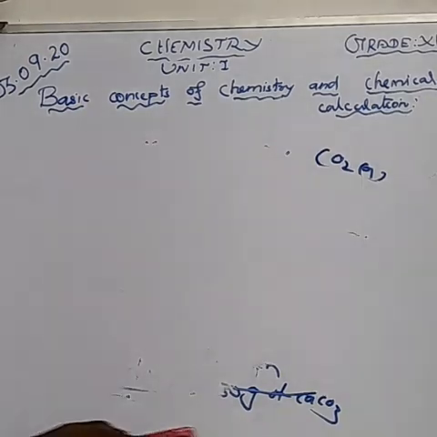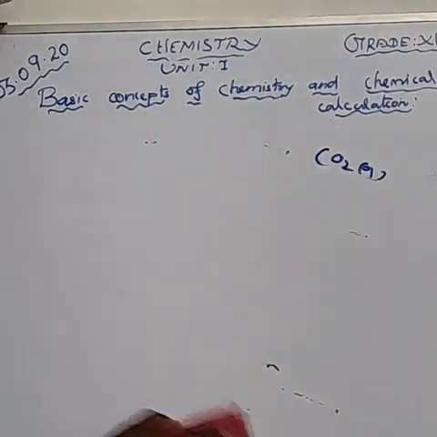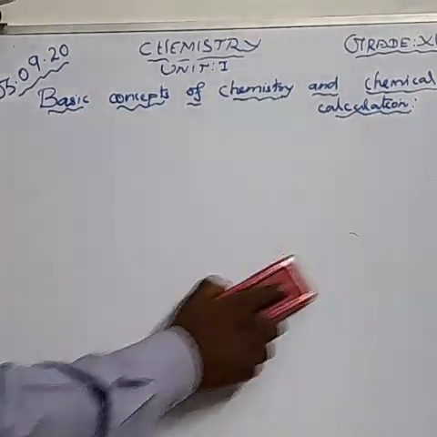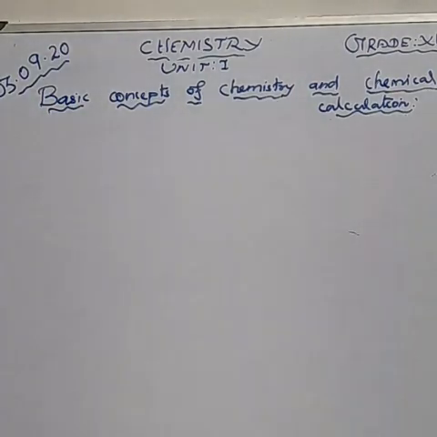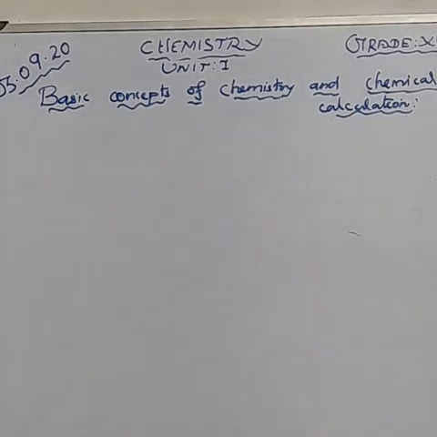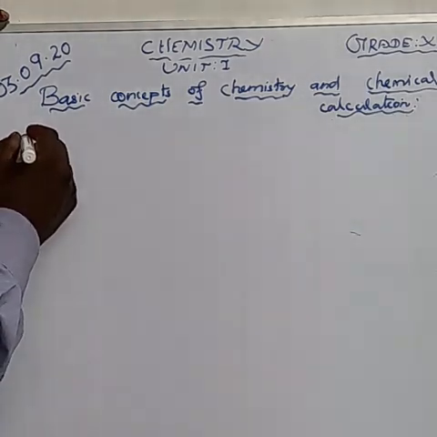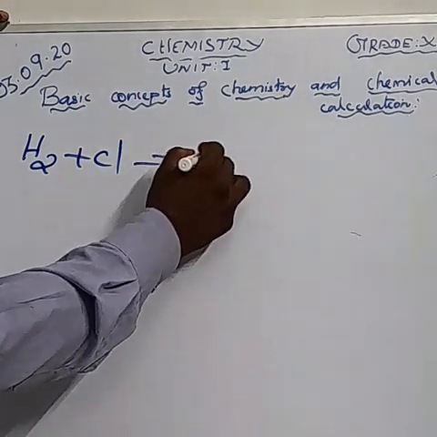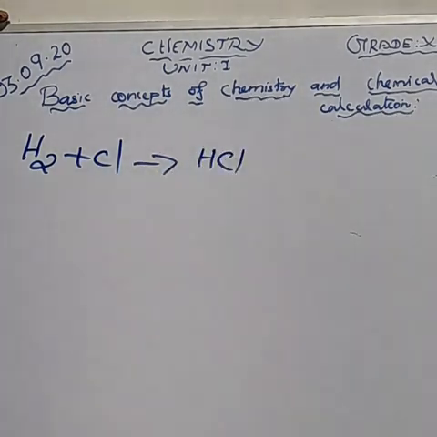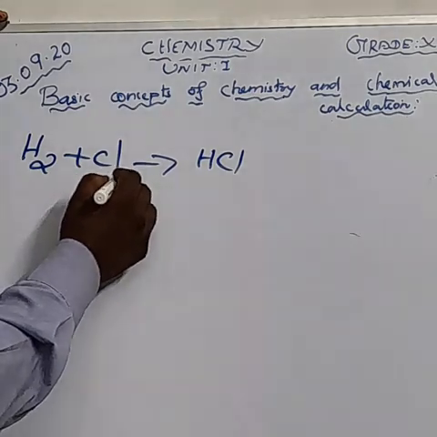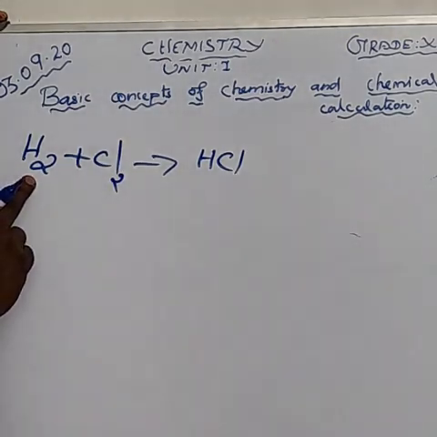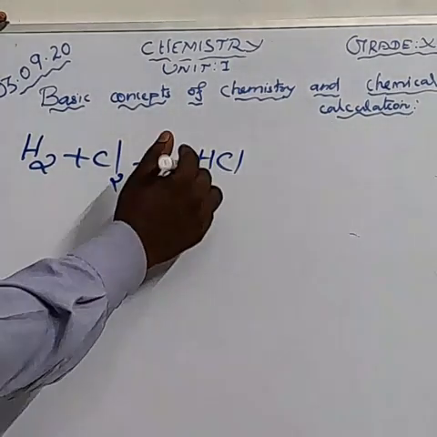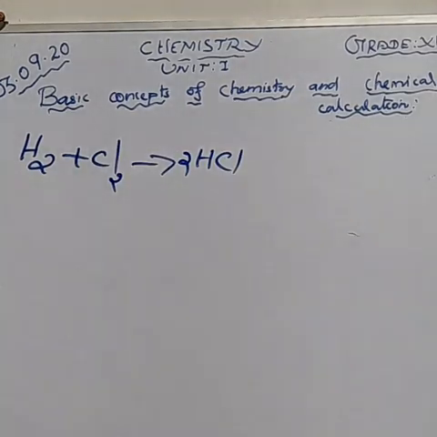Hydrogen combines with chlorine to form HCl. First, you should write a stoichiometrically balanced chemical equation for the formation of HCl. Hydrogen combines with chlorine, we get HCl. Now is the equation balanced or not? No, not balanced, because here I have 2 hydrogen, 2 chlorine, and here I have only 1, so make it 2 here. Now the equation is balanced.